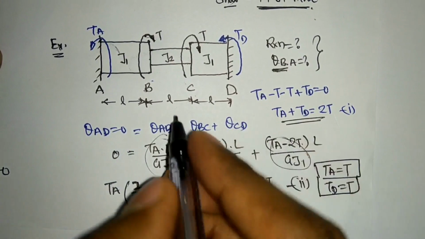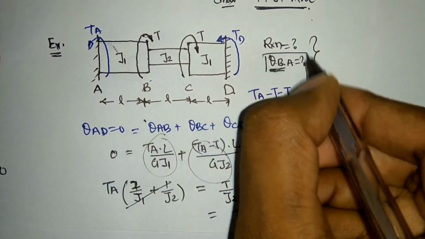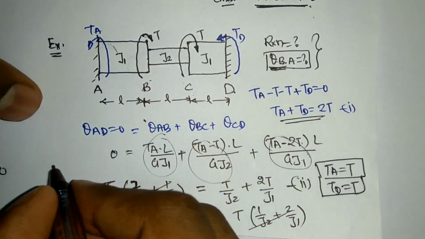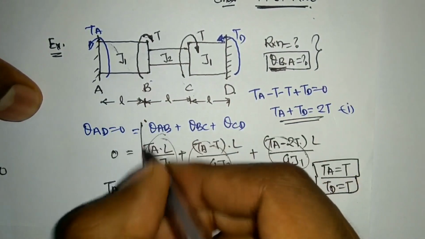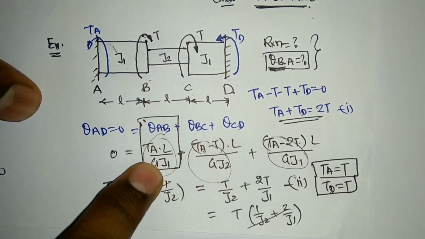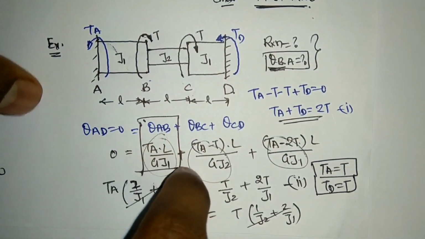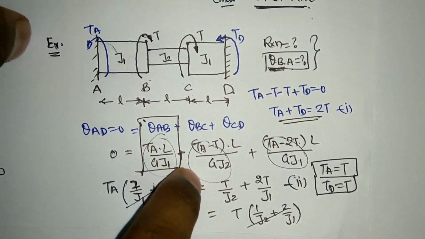Now when I need to calculate theta AB, or theta B with respect to A, I will simply say that we have already calculated this here, so this is my theta B with respect to A, that is, TL upon G J1 is my theta B with respect to A.